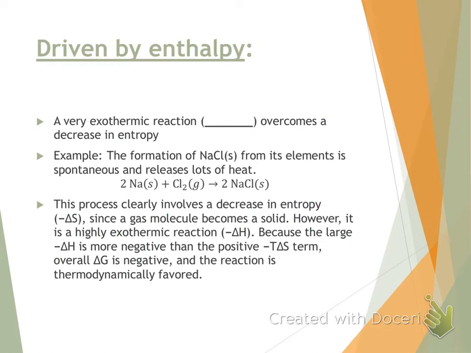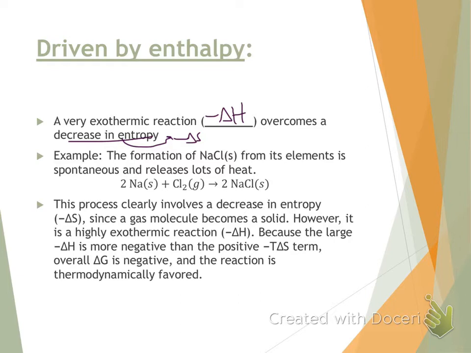Whenever a reaction is only driven by enthalpy, so enthalpy we want to be negative, that's what nature favors, that negative delta H. If we have an extremely exothermic reaction, even if there is a decrease in entropy or a negative delta S, which nature does not favor, it can still have a negative delta G, provided that the temperature is low enough.